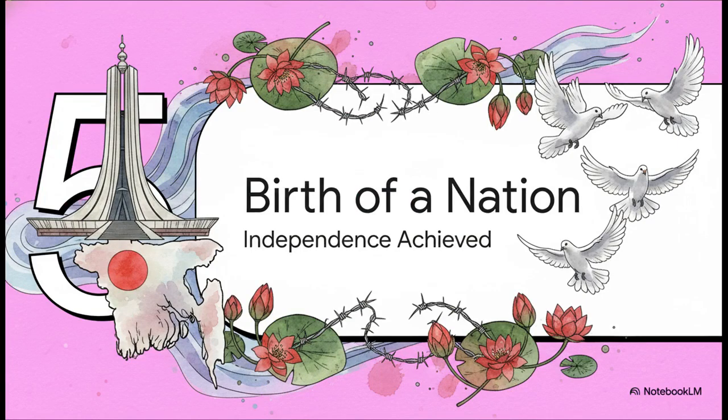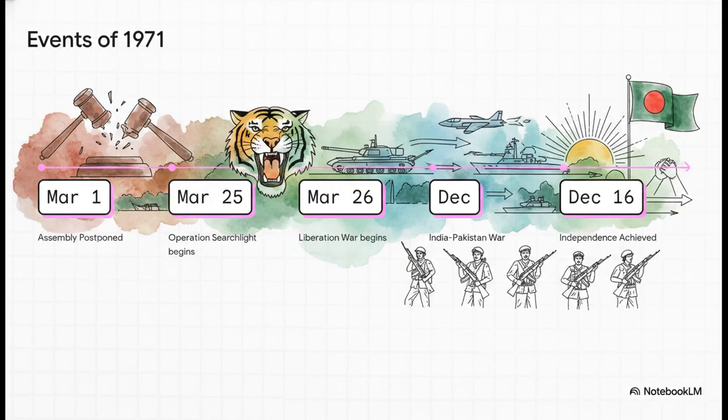And that brings us to our final section, the birth of a nation. Let's just quickly review how unbelievably fast this all went down in 1971. You have the democratic failure on March 1st, which leads straight into the brutal crackdown on March 25th, instantly sparking the Liberation War. By December, this crisis had exploded into a full-scale conventional war between India and Pakistan. The Indian military, teaming up with the Mukti Bahini, moved in and swiftly defeated the Pakistani forces, culminating in their formal surrender in Dhaka on December 16, 1971.